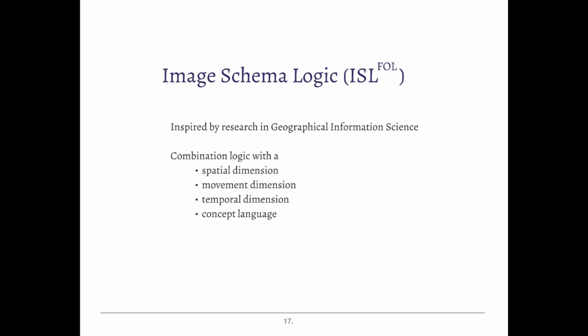So we did this with inspiration from a lot of geographical information science, which is a field that looks specifically at how different regions and objects within that region relate to each other, right? Lakes and cities and things like this. It's a combination logic with a spatial dimension, a movement dimension, a temporal dimension, and then we have a concept language in order for this to somehow fit into a broader scale, right? If you just describe the image schemas, that's fine, but ideally it should be included so that you can talk about them also in a larger setting.